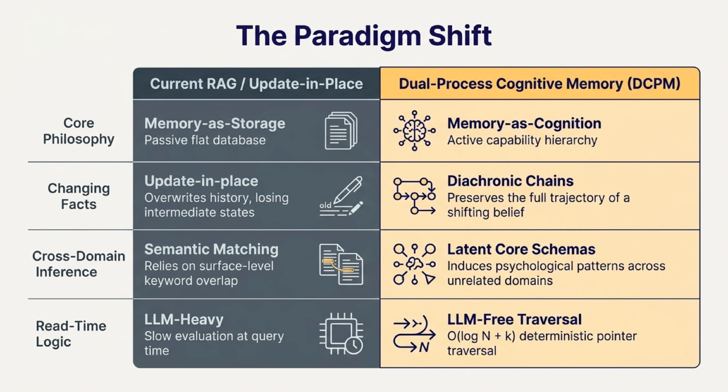For cross-domain inference, we move from simple semantic matching to discovering latent core schemas. And importantly, at read time, we shift from slow, LLM-heavy evaluation to lightning-fast, LLM-free traversal.